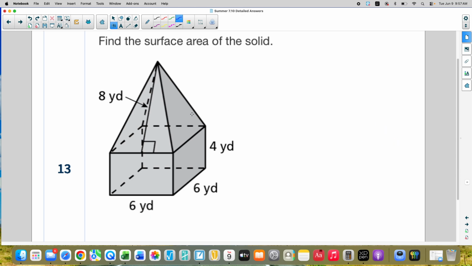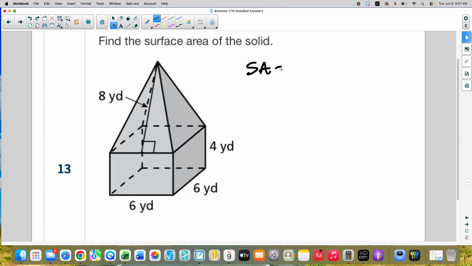Find the surface area of the solid. Good. Okay. So we have a front, we got a right, we got a left, we got a back, we got a bottom, we got a top left, top right, top back, top left. So those will be fun. It's a square, so we know that each of the faces of this pyramid are going to be the same with a slant height of 8 yards. All right, so we got a bottom.